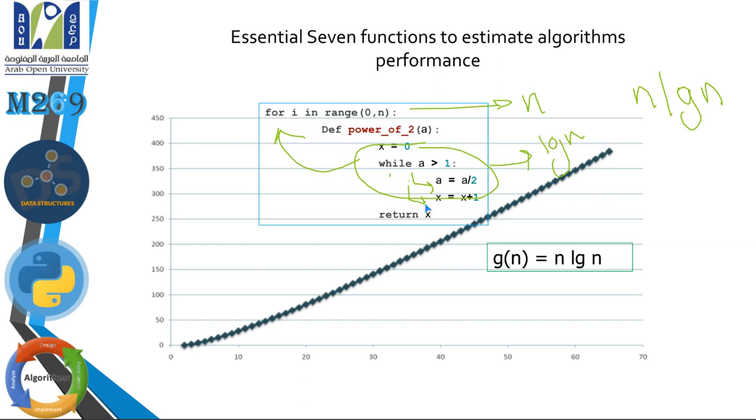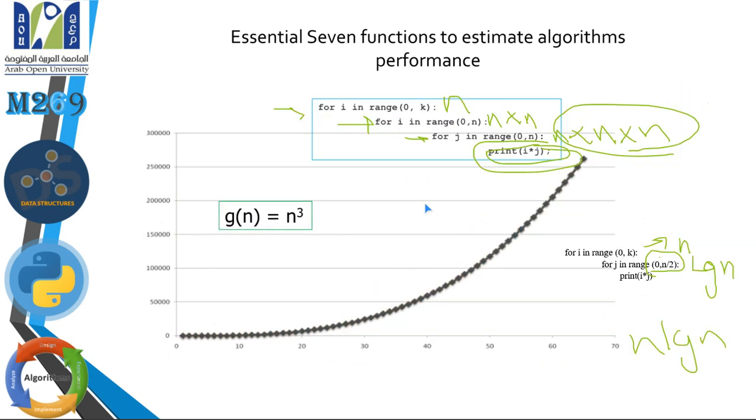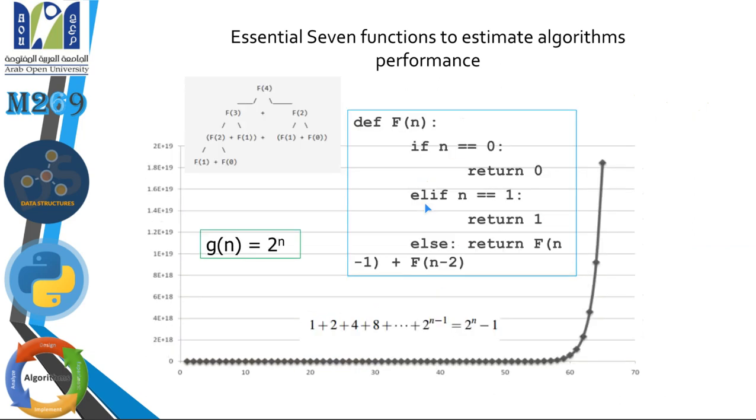Exactly. Yes, Rawan. Okay, excellent. Okay, this code. Why is this code 2 to the power n? If n equals 0, we return 0. If n equals 1, return 1. Else return f(n-1) plus f(n-2). Why do you think this code is going to take 2 to the power n?